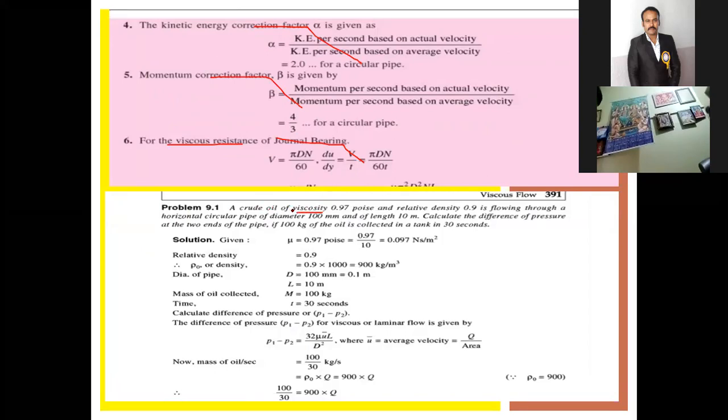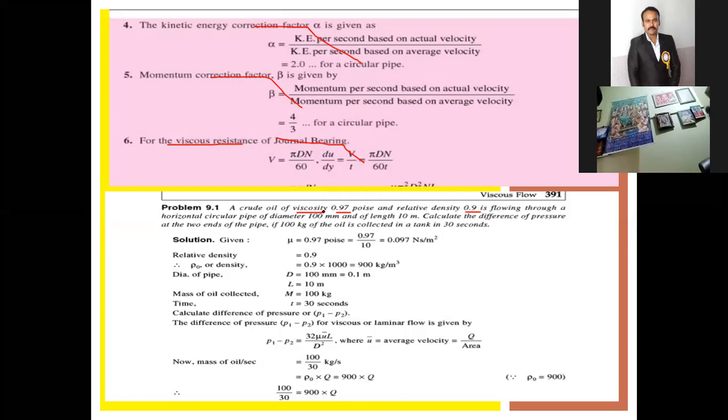A crude oil of viscosity 0.975 and relative density 0.9. So here, what is the liquid? First you have to see the medium, whether it is water or oil or crude oil or kerosene or whatever it is, right?